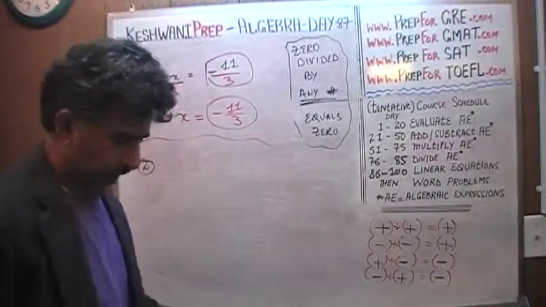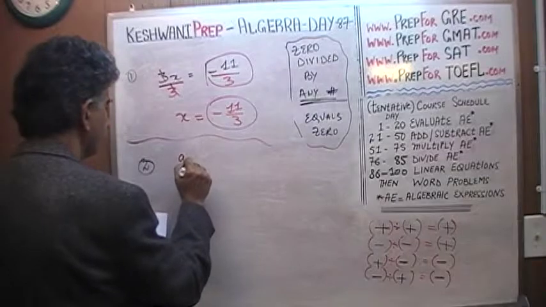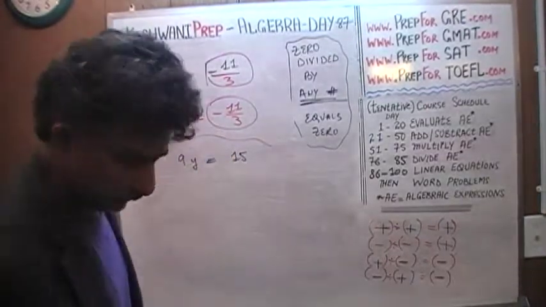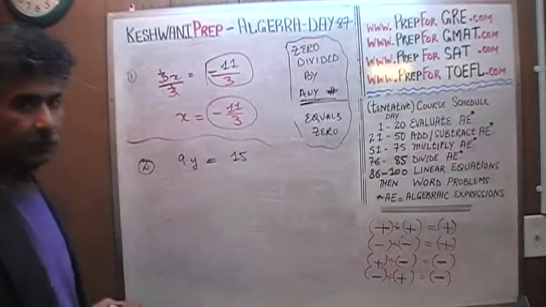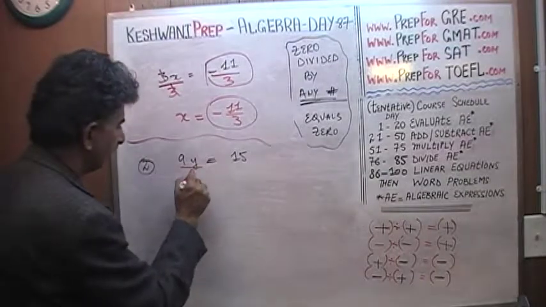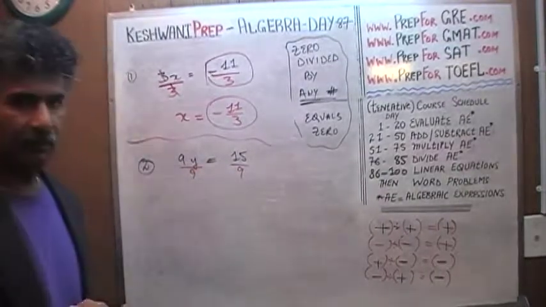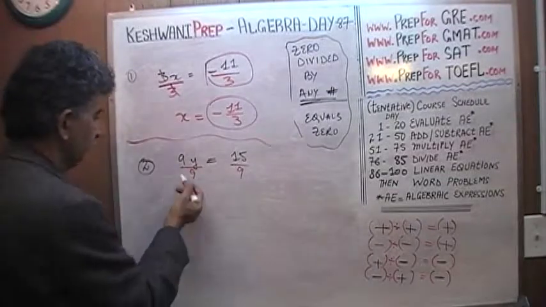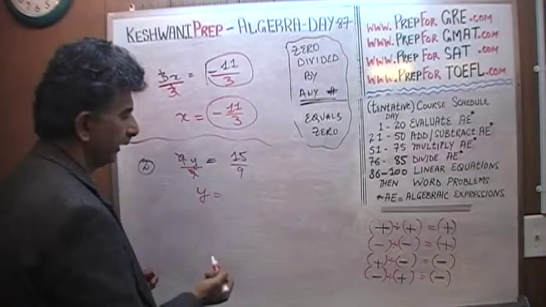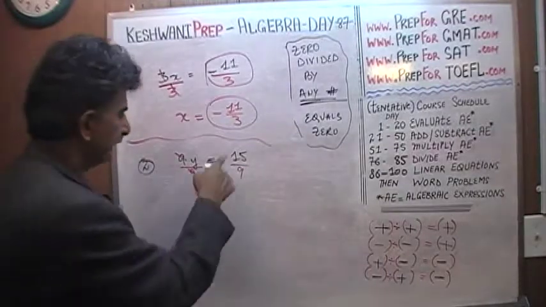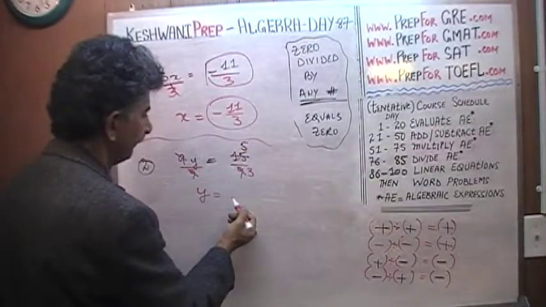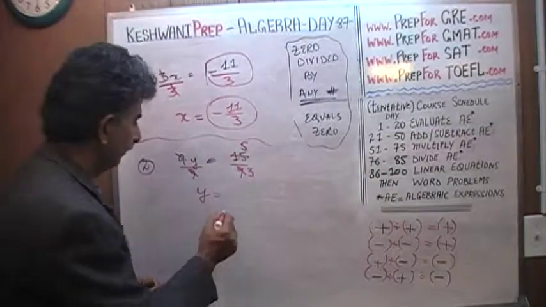Next one, 9y equals 15. Again, we have to get the y by itself, and in order to do that, we need to somehow get rid of the 9 by dividing both sides of the equation by 9. So if you do that, this 9 cancels out with this 9, and y would equal 15 over 9. How can we reduce it? Well, divide the top and the bottom by 3. 15 divided by 3 is 5, and 9 divided by 3 is 3. So the answer is 5/3.